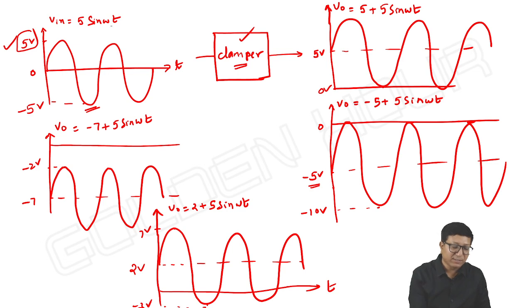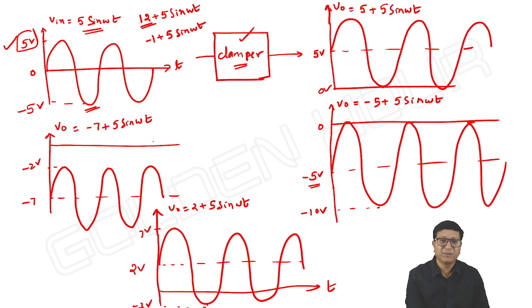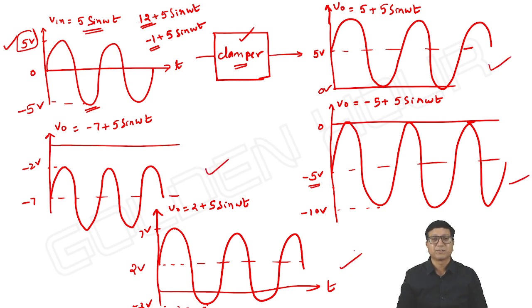And one more thing, the input need not be exactly 5 plus 5 sine omega t. It can be some 2 plus 5 sine omega t, just as an example I am writing, or 12 plus, or it may be minus 1 plus 5 sine omega t. All such things are possible. Input also need not be pure AC. It may have some DC level of 12 or it may have a DC level of minus 1 volt. Then we can achieve all these combinations of outputs. It has its own limitations, of course. We will see that.